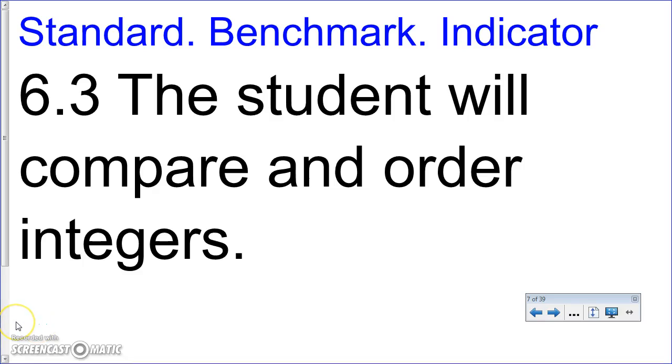Today we will be comparing and ordering integers. Please copy the standard benchmark indicator down at the top of a clean page in your math notebook. The student will compare and order integers. You can pause the video here to give yourself more time to copy down the SBI.